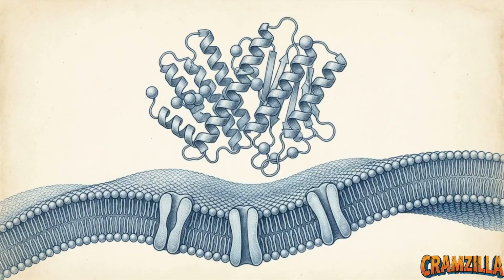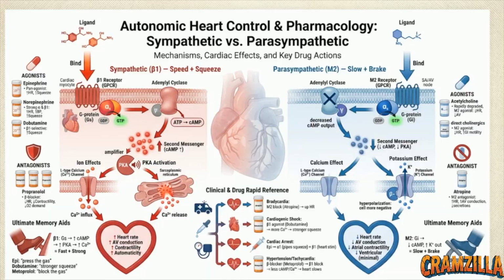The gas pedal is constantly opposed by the parasympathetic nervous system, which relies on its own natural ligand, acetylcholine. Looking at the right side of our diagram, we see acetylcholine targeting the M2 receptor. Unlike beta-1, M2 receptors are located almost entirely on the SA and AV nodes, rather than the dense ventricular muscle tissue. Binding at the M2 receptor activates the inhibitory G protein, known as GI, which prompts its own energy-activating swap from GDP to GTP. The activated GI alpha subunit moves directly to adenylyl cyclase and actively shuts the enzyme down.